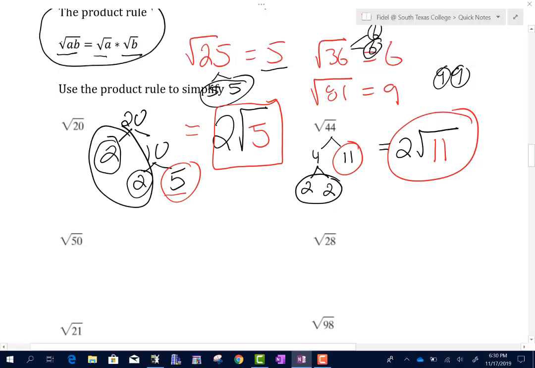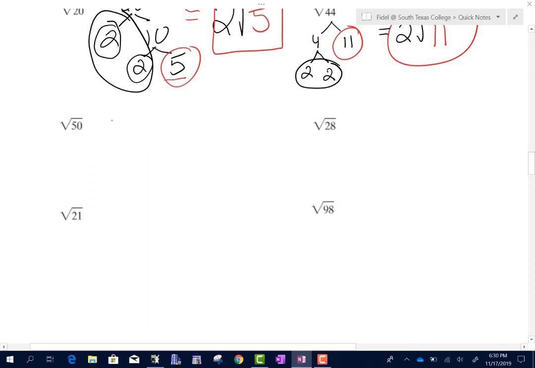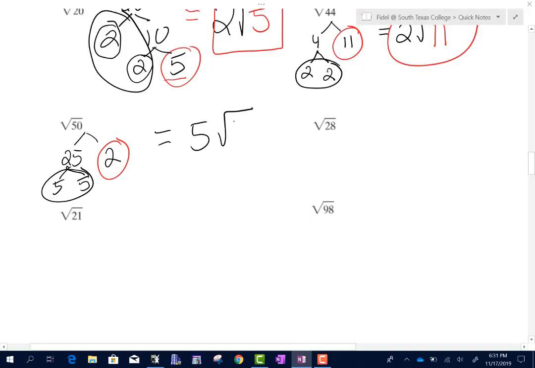Okay. All right. Let's try the next one here. So guys, let's take a look at 50. Okay, so 50, you might say 25 times 2 or 5 times 10, right? Either way, you're going to get the same answer. 25 is 5 and 5, okay? So again, we have a pair of 5s, but we only have one 2, okay? So the number that comes outside is the 5, and the number that stays on the inside is the number 2, okay?